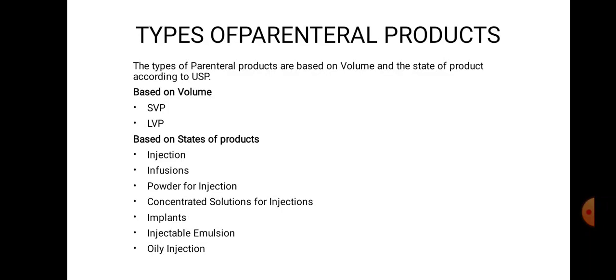The first one is SVP, a small volume parenteral, which is a catch all for all non LVP parenteral products except biologicals. The second one is LVP, a large volume parenteral, which is a unit dose container of greater than 100 ml that is terminally sterilized by heat.